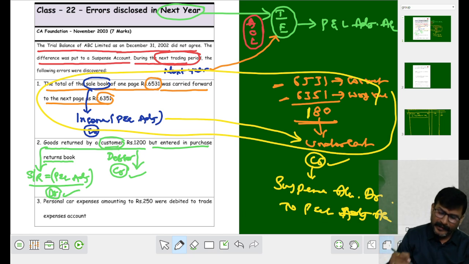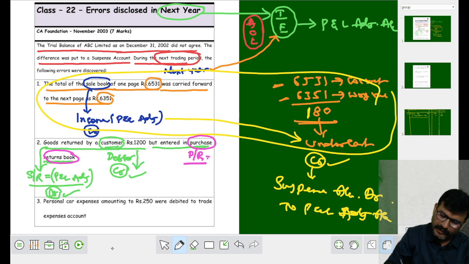But entered where, my dear student? Entered in purchase returns book. Oh my God, where did you make the entry? It is entered in purchase returns book. In which returns book? Purchase returns book.